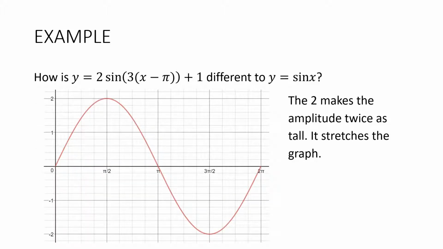And the 2 is going to make it twice as tall, so it's kind of going to stretch it. So instead of having an amplitude of 1, now it's got an amplitude of 2. So it goes out here to positive 2 and down to negative 2.